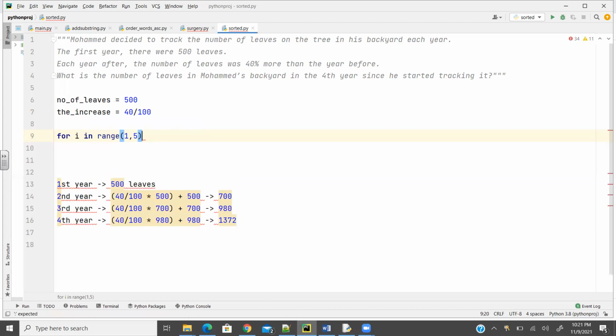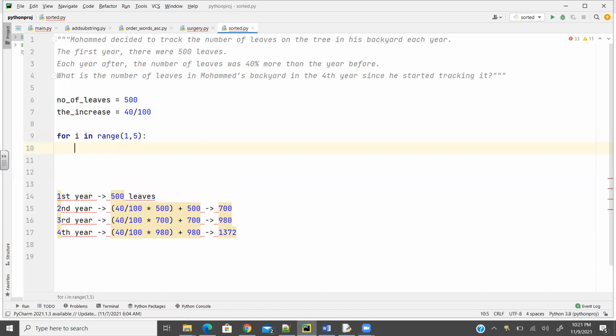That's why I'm saying, okay, 1 to 5. That 1 to 5 means that it will stop counting after it has taken 4. So it will not include 5 in the count. That's what I'm going to do here: for i in range 1 to 5.